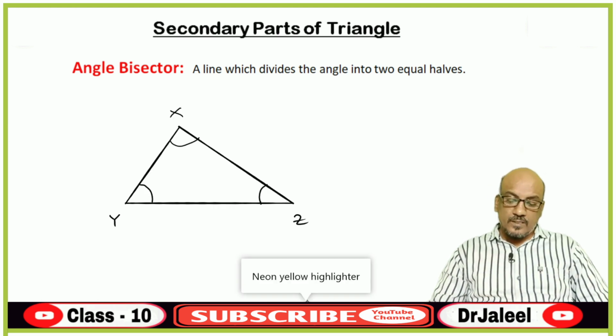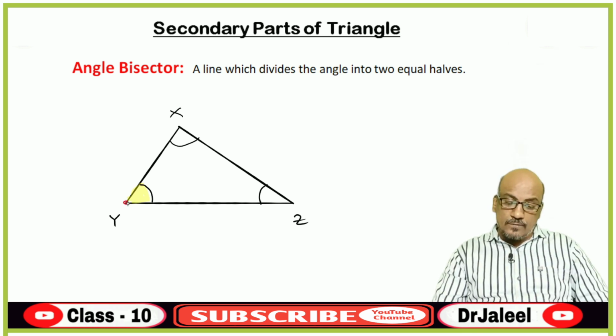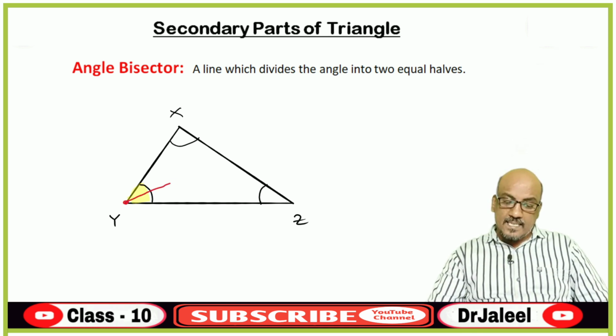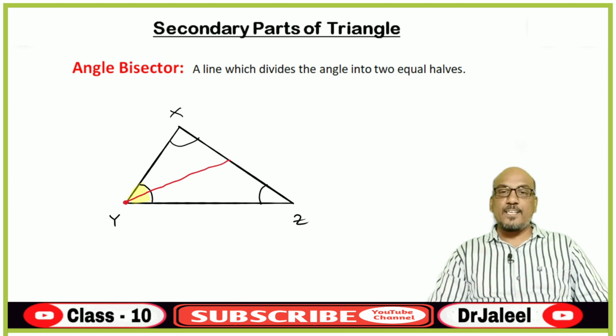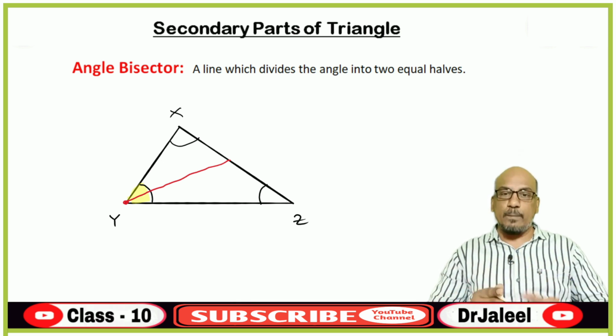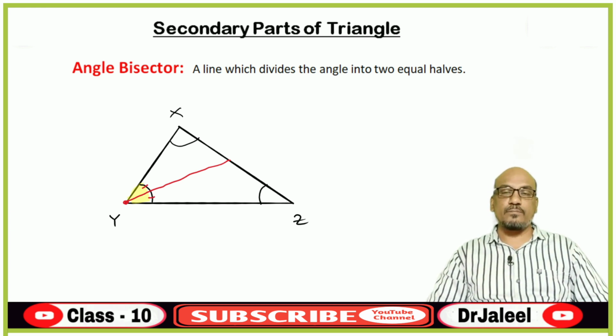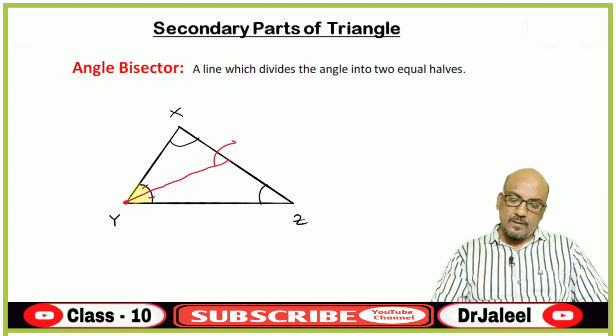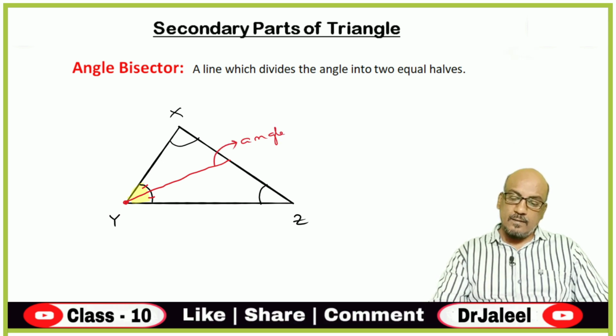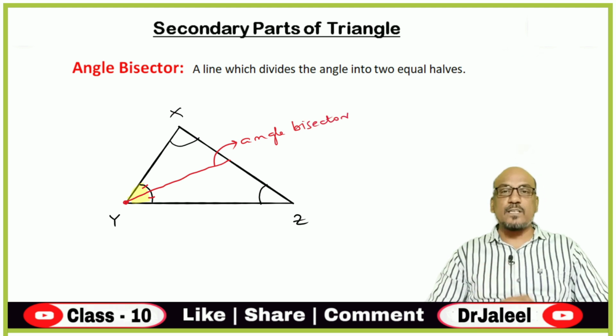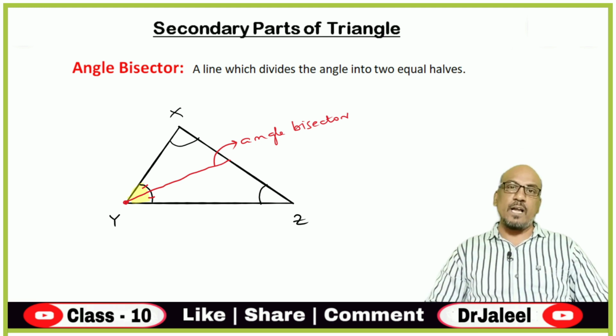So children, when I take this Y, a line which is drawn from this vertex and dividing this angle into two parts is called angle bisector. Bisector means which divides the angle into two equal parts, meaning this angle and this angle both must be equal. So this is called angle bisector. Line drawn from the vertex which divides the angle into two equal halves.